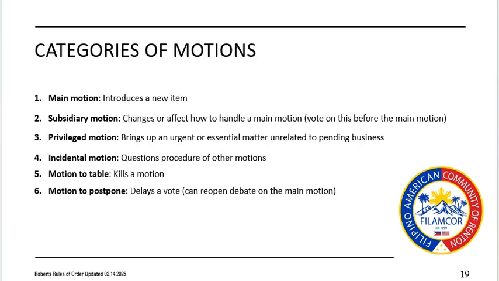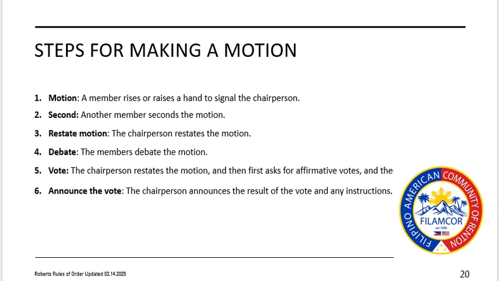Categories of motions. A main motion introduces a new item. A subsidiary motion changes or affects how to handle a main motion; vote on this before the main motion. A privileged motion brings up an urgent or essential matter unrelated to pending business. An incidental motion questions procedure of other motions. A motion to table kills a motion. A motion to postpone delays a vote and can reopen debate on the main motion. Steps for making a motion.